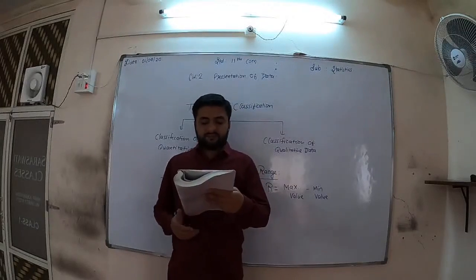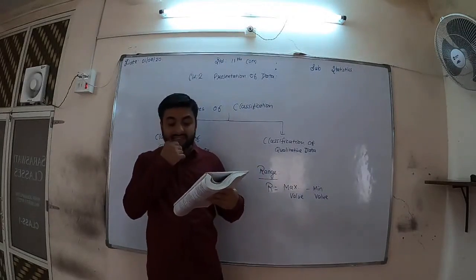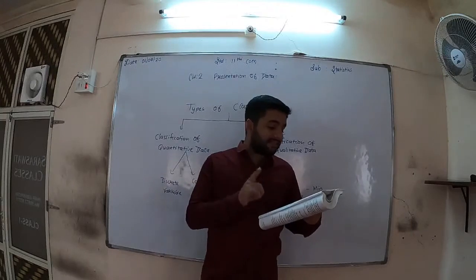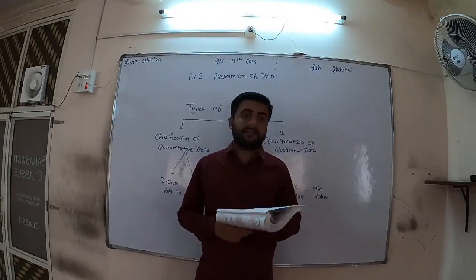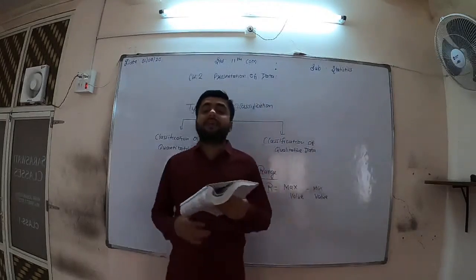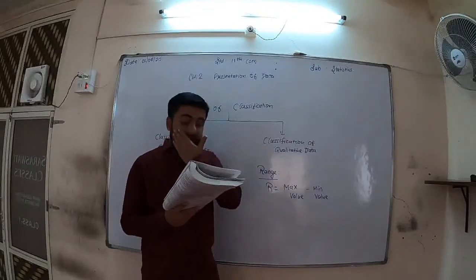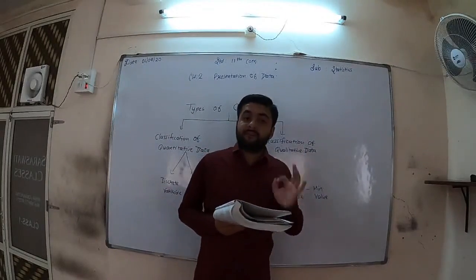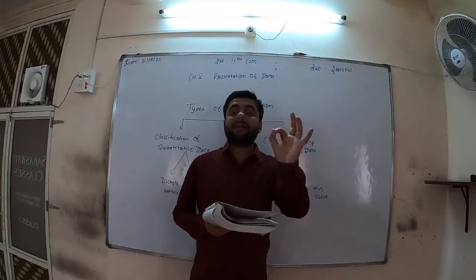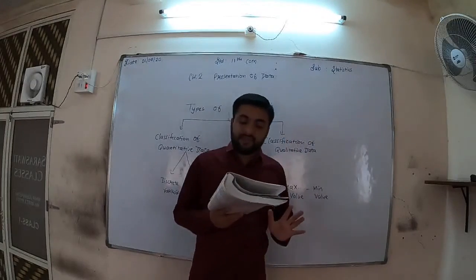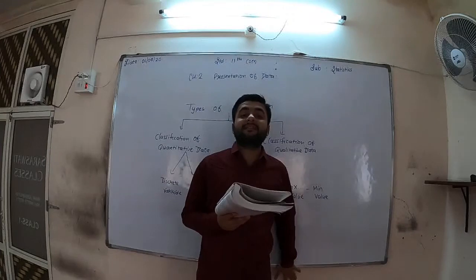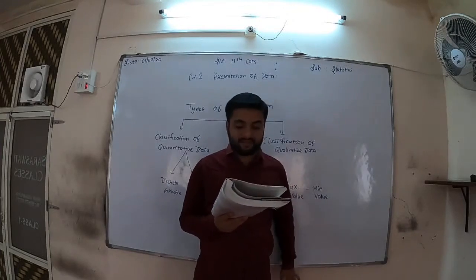For this, first of all, the number of classes K or class length C is to be decided for raw data. Please underline that thing. What they are telling for continuous data: number of classes is denoted by capital letter K, or the class length, class length is denoted by C, is decided.